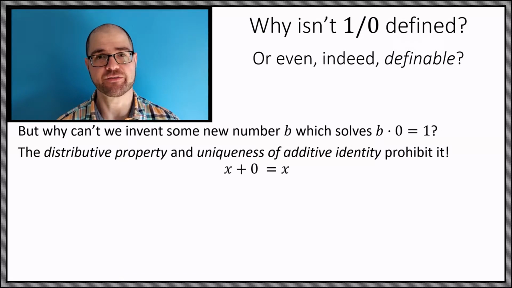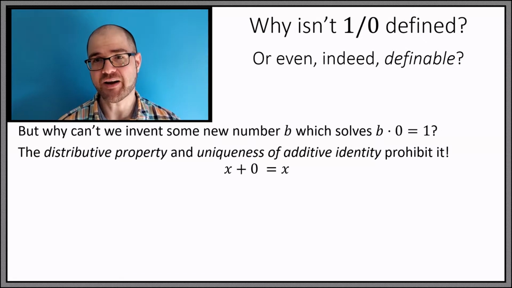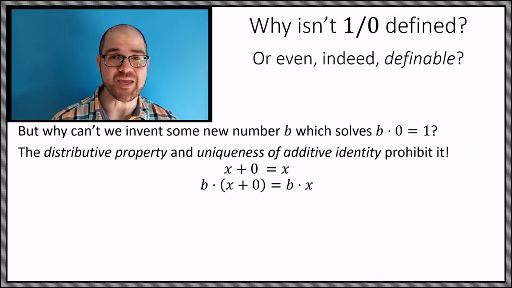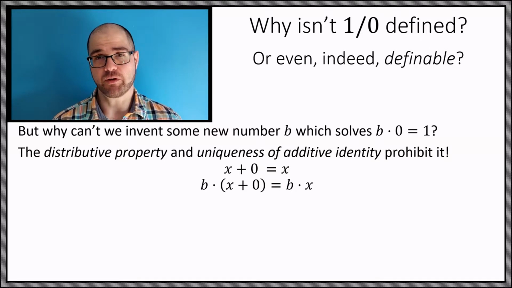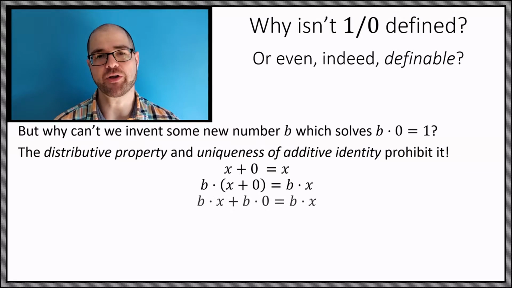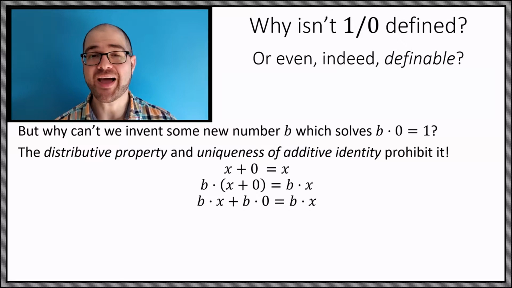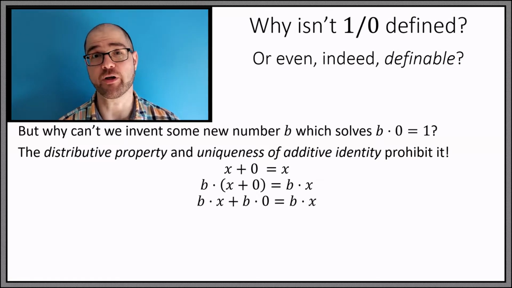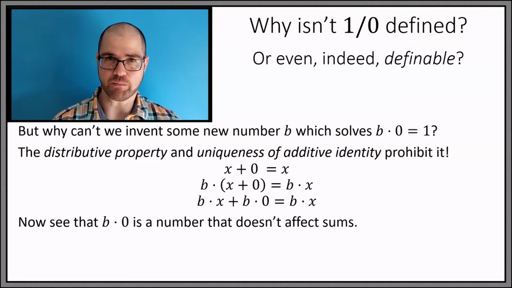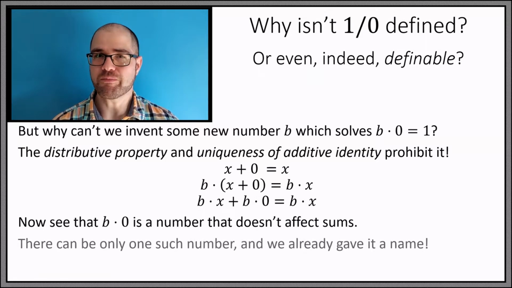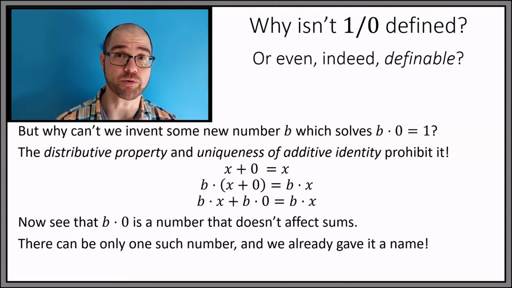Take any integer x. Since 0 is the additive identity, x plus 0 equals x. Multiply both sides by b, our proposed number, which is to be the multiplicative inverse of 0. Use the distributive property on the left, but now we see that b times 0 was added to b times x on the left, but just produced b times x on the right. The only number that doesn't affect sums is 0. So b times 0 must be 0.